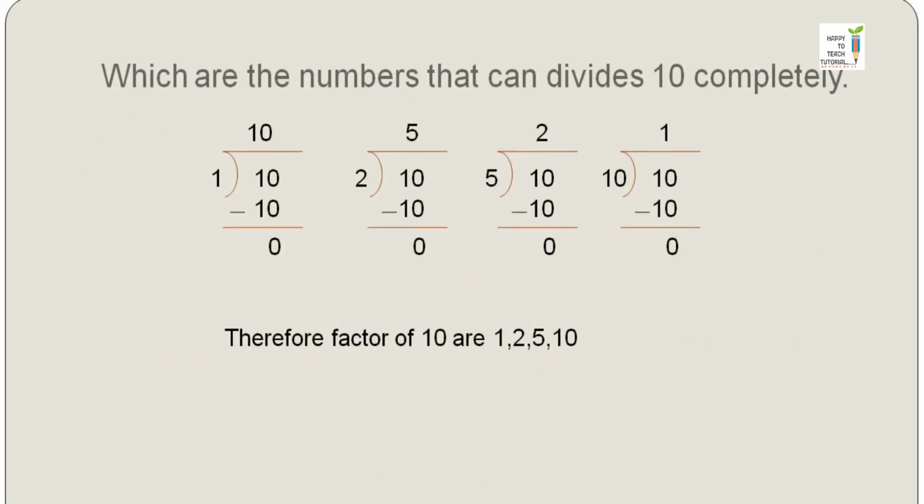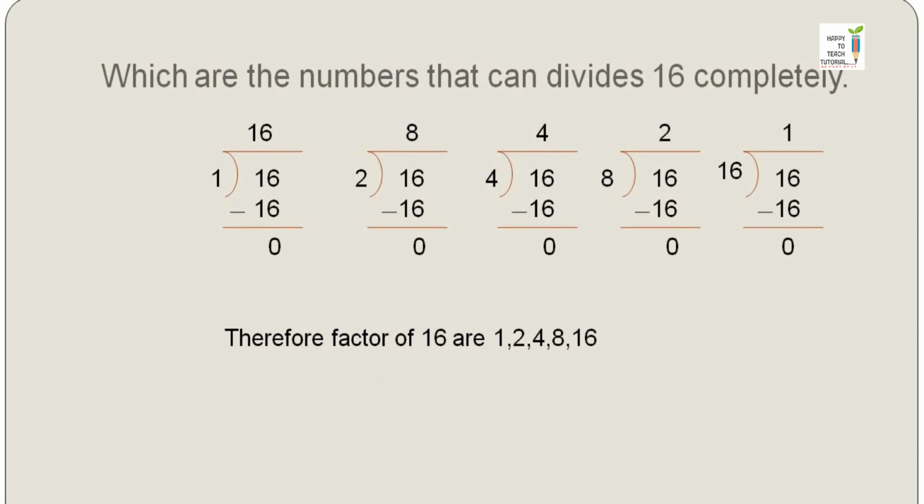Now next, which are the numbers that can divide 10 completely? For that, you have to find the numbers which are less than or equal to 10. Those numbers are 1, 2, 3, 4, 5, 6, 7, 8, 9 and 10. After that, divide 10 by 1, 10 by 2, 10 by 3, 10 by 4, 10 by 5, 10 by 6, 10 by 7, 10 by 8, 10 by 9 and 10 by 10. From that, you get the remainder 0 in the case of 10 by 1, 10 by 2, 10 by 5 and 10 by 10. So factors of 10 are 1, 2, 5 and 10.